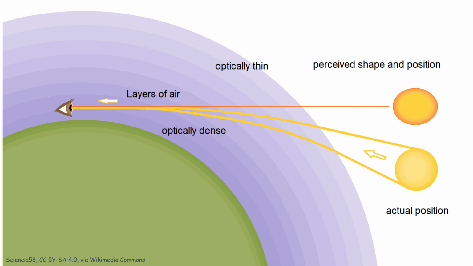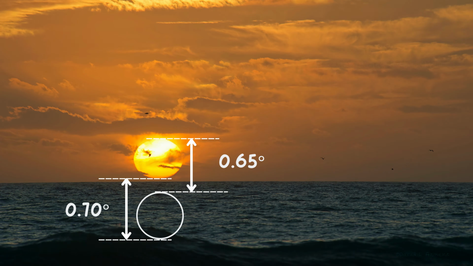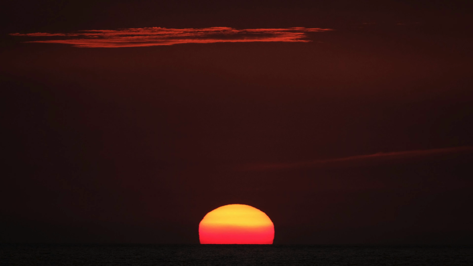The light from the upper rim of the sun follows a slightly different path through the atmosphere compared to the light from the lower rim. The image of the upper rim is lifted a little less than the image of the lower rim. In other words, the light from the upper rim is bent more than the light from the lower one. This small angular difference creates the appearance of a vertically flattened disk.